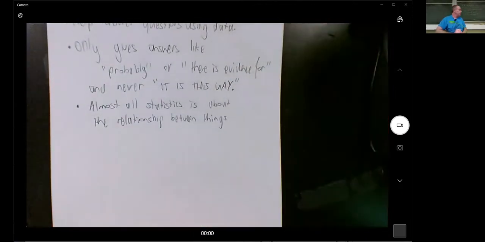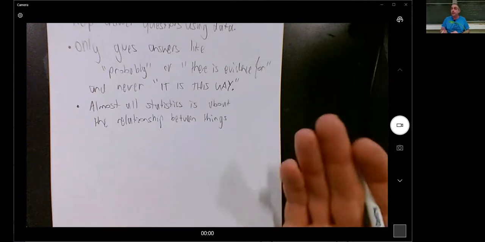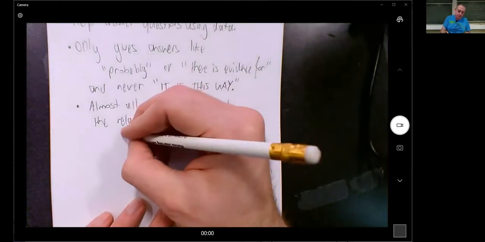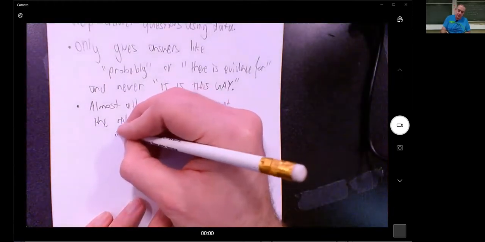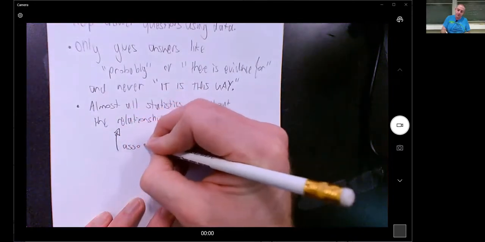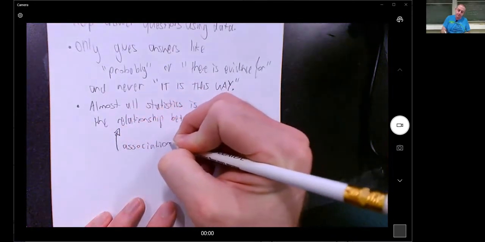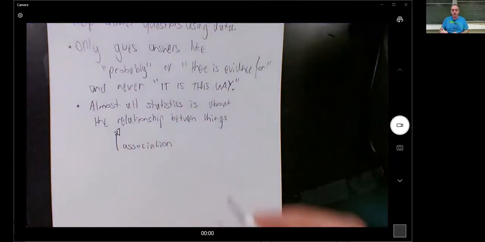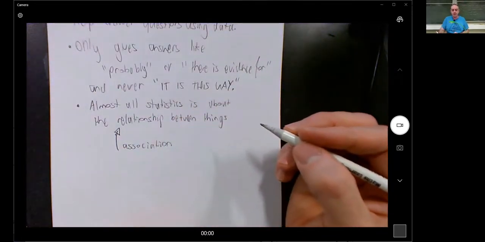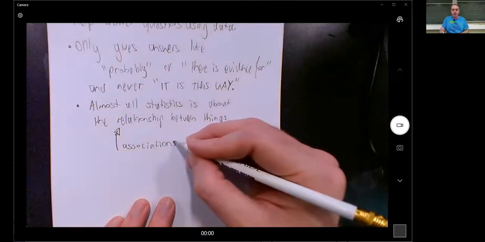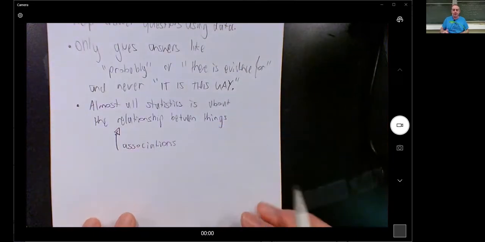Okay. Right. So we're already at associations between things, which is what statistics is pretty much designed to help with. Okay, so this could also be associations, if you like.